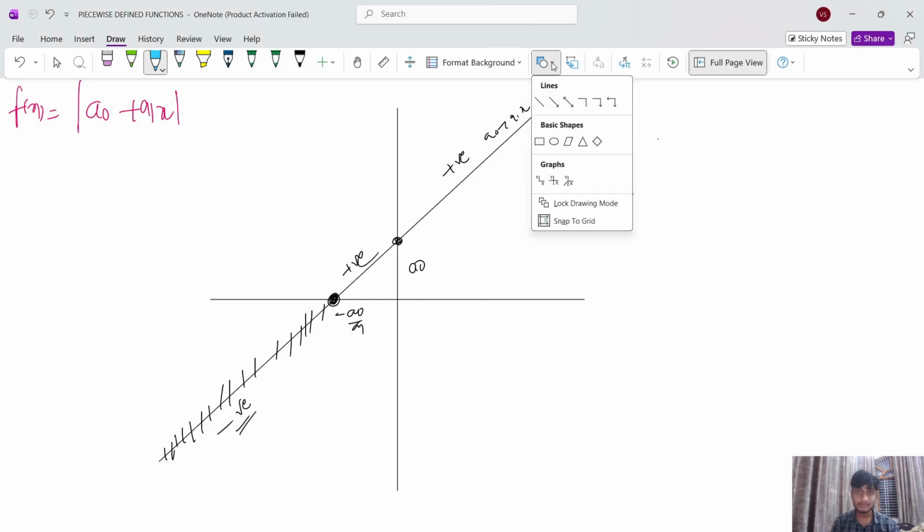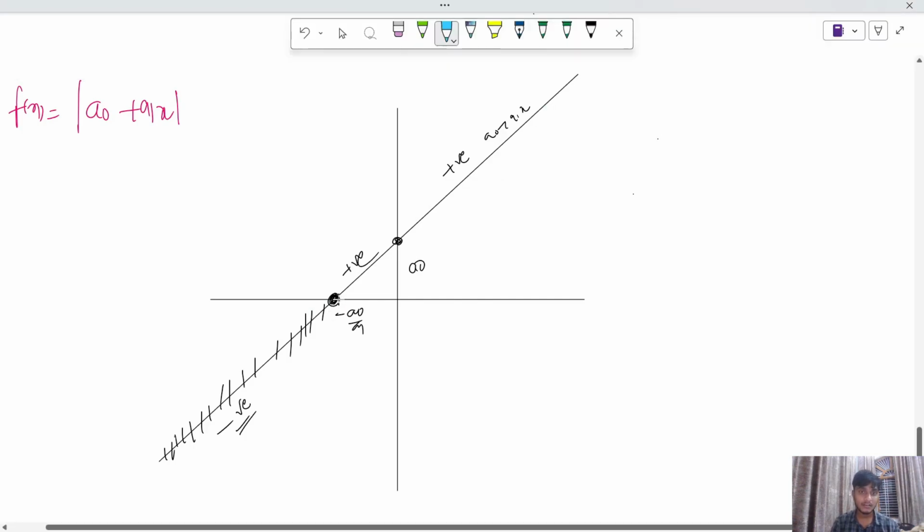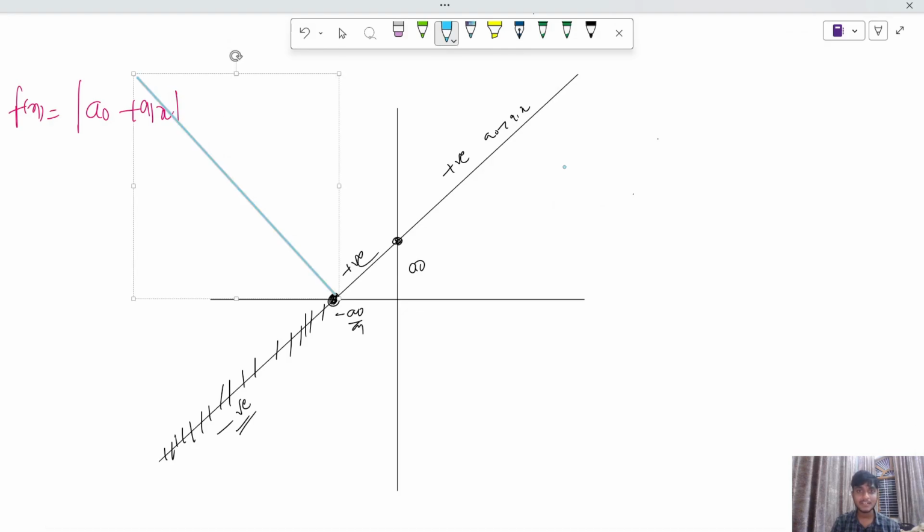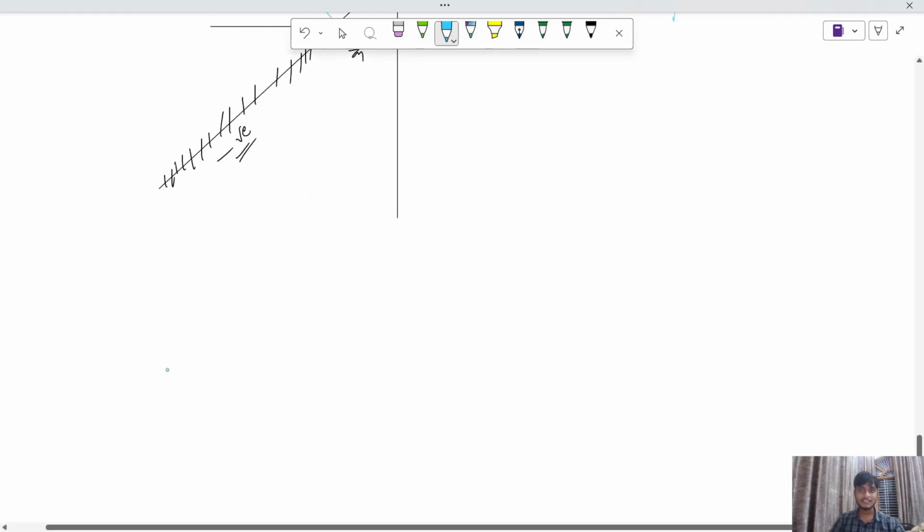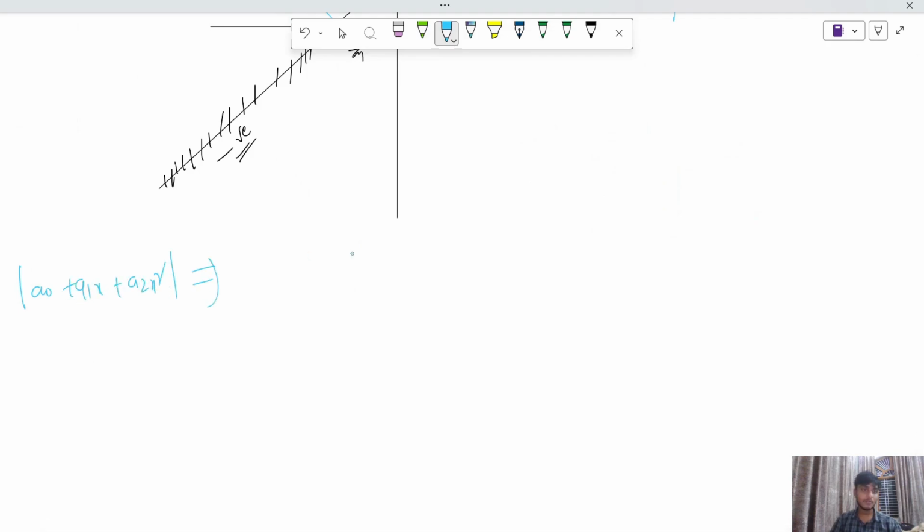Yeah. Now somewhere it looks like this. And if I draw separately here, this is how mod of a naught plus a1x looks like. Let's draw our nostalgic function, mod of a naught plus a1x plus a2x square. So how will it look like? I know. Let's try a graph.